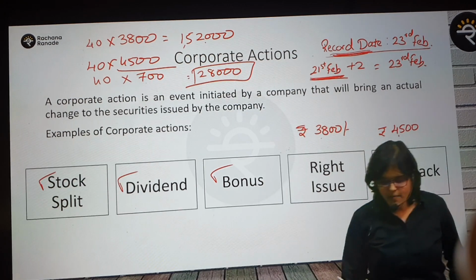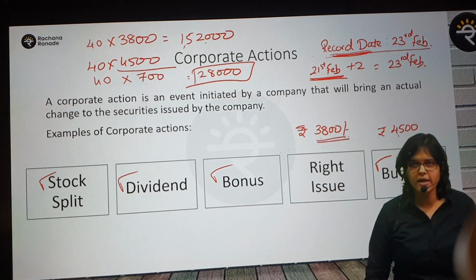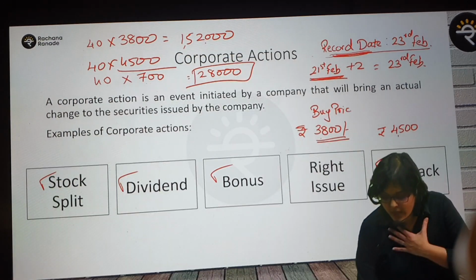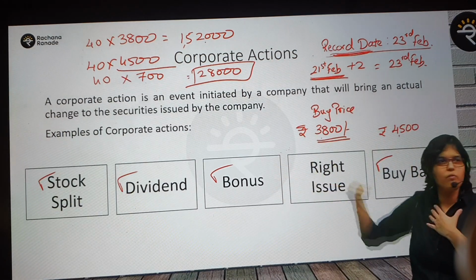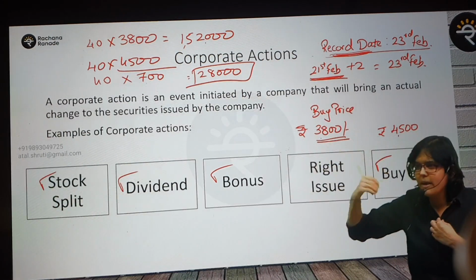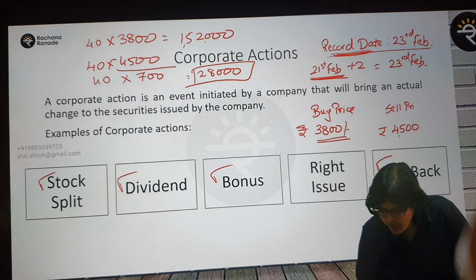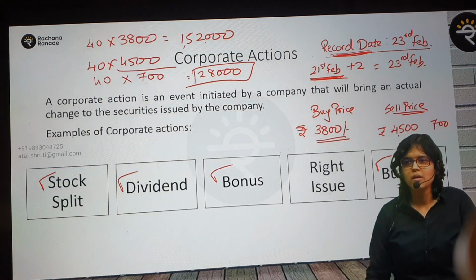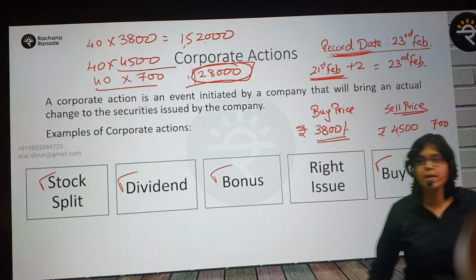How? Understand? I had purchased TCS shares at 3,800. So what is my buying price? Buy price for me is 3,800. The company bought it back from me, so for me it is a selling price. Selling price is 4,500. What is the profit? 700 rupees, multiplied by how much? We said 28,000 is my final profitability.